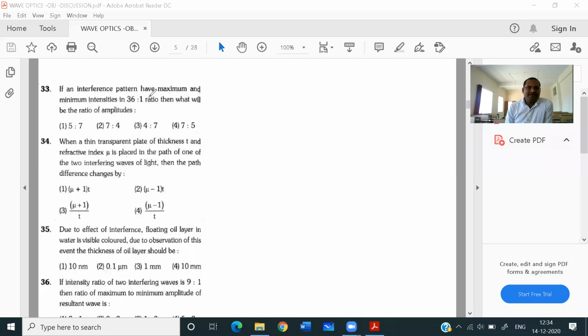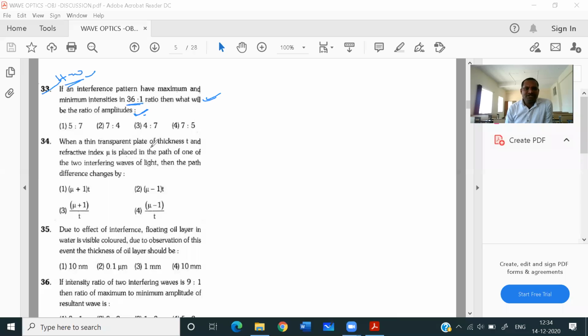If an interference pattern has maximum and minimum intensities in the ratio 36:1, what will be the ratio of the amplitudes? It is the same question as our 31st question. You solve it and you can get this answer. Homework I am giving.